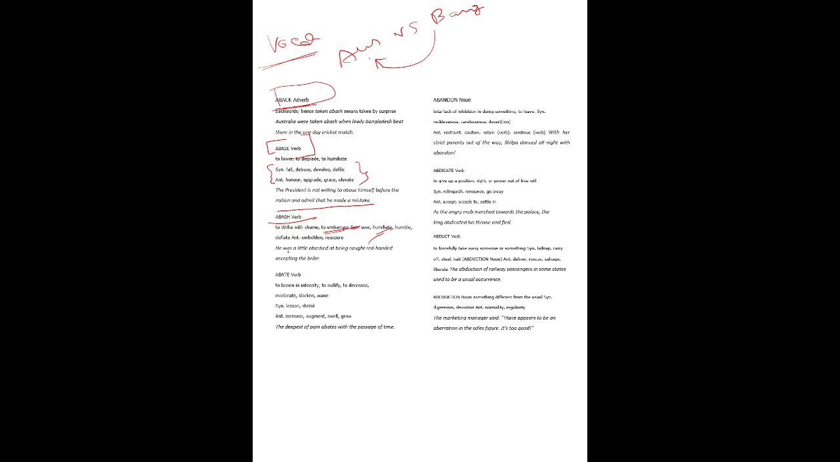Let's look at the sentence. He was a little abashed at being caught red-handed accepting the bribe. So this sentence is quite easy. I don't think you need any explanation for this. Okay, now move on to the next word.